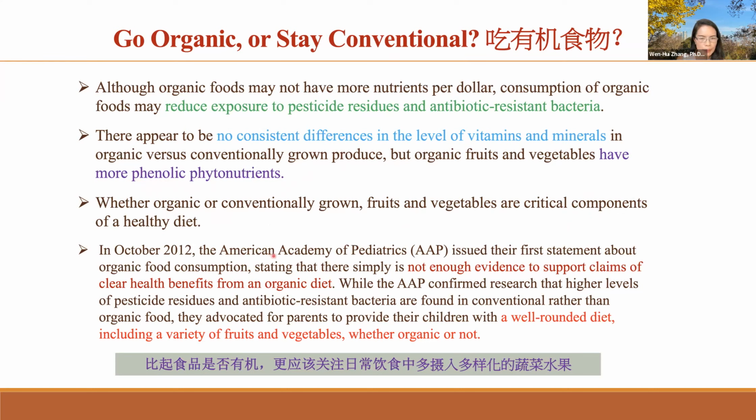And the American Academy of Pediatrics issued a statement about organic food consumption, that there is not enough evidence to support claims of clear health benefits from an organic diet. They just say they want parents to provide children with a well-rounded diet, including a variety of fruits and vegetables. So whether organic or not, just eat a plant-based diet with a good variety. That's the rainbow colors we showed previously.